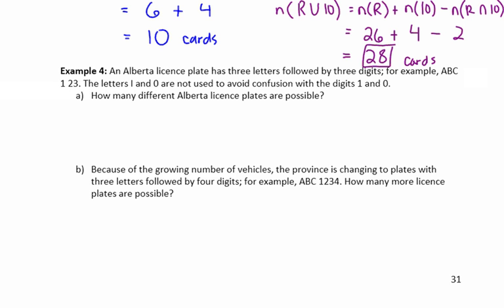An Alberta license plate has 3 letters followed by 3 digits. Okay? For example, ABC 123. The letters I and O are not used to avoid confusion with the digits 1 and 0. Okay, so we're setting this up.